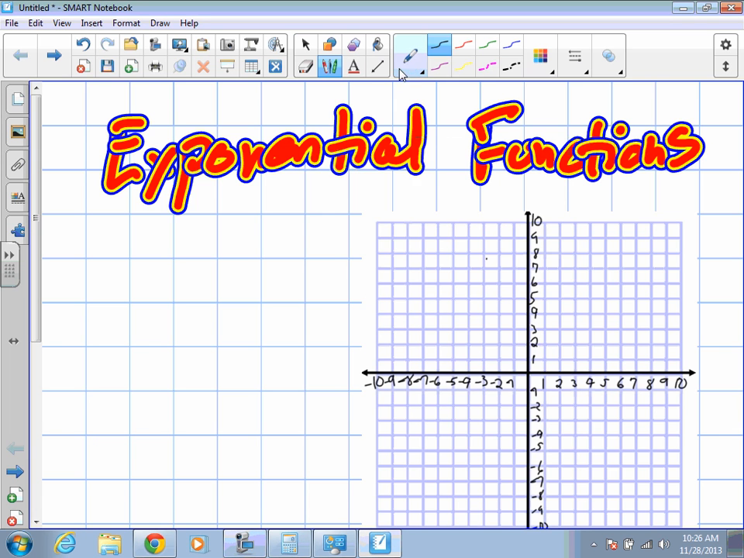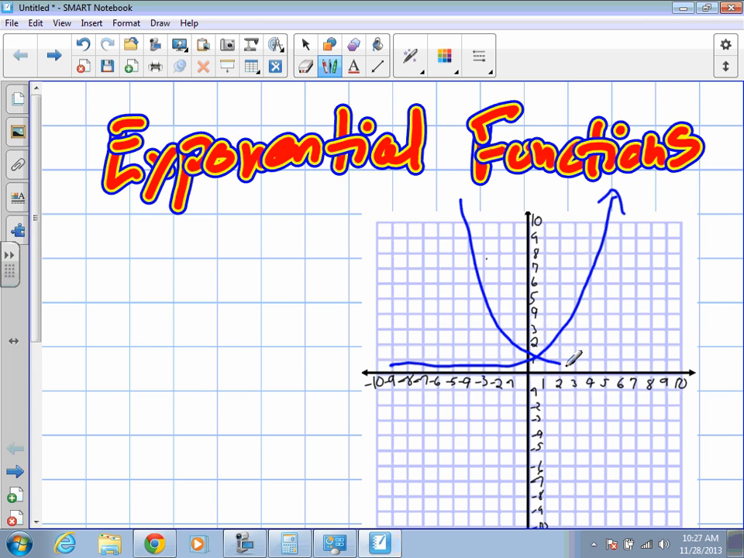All right, we're going to go over exponential functions. Now, an exponential function has two distinct looks to it. We have what's known as exponential growth, and we have something that's known as exponential decay.